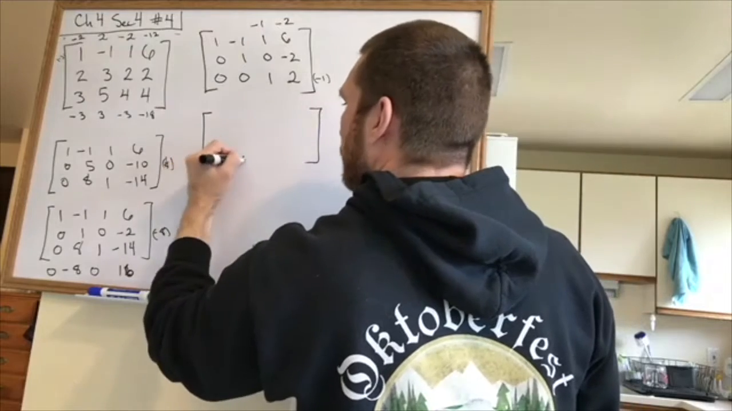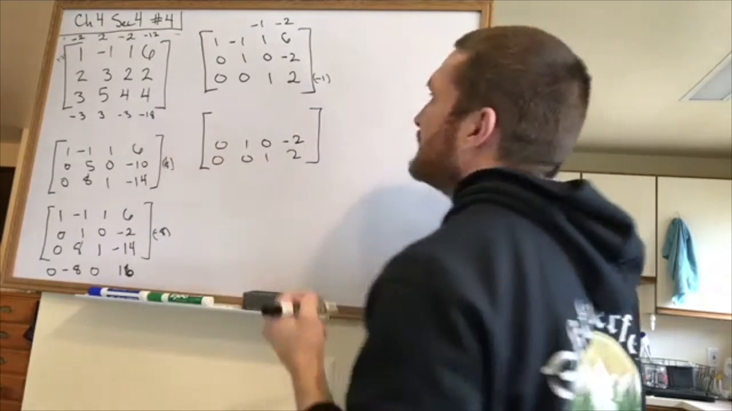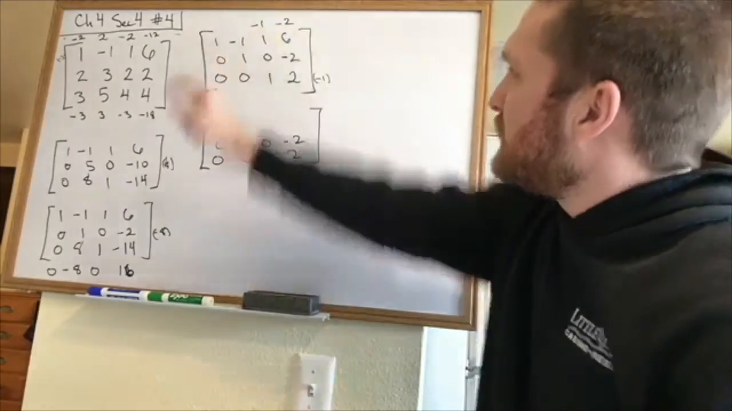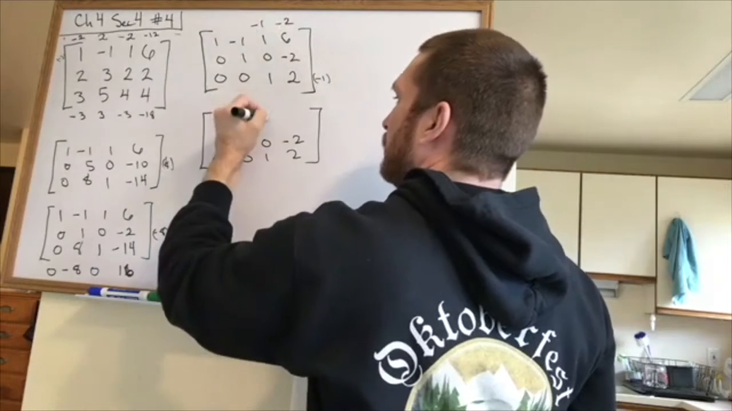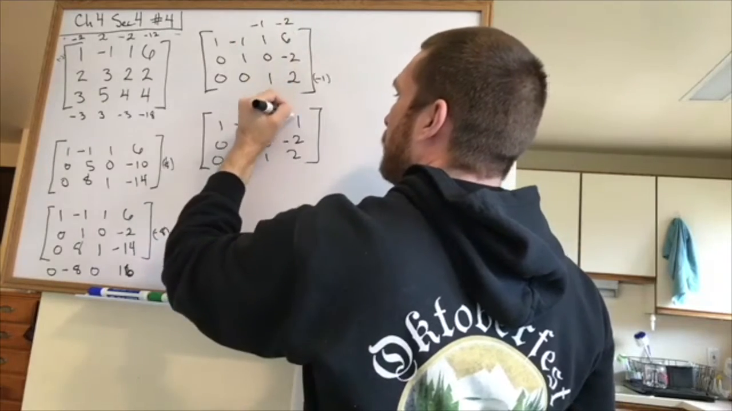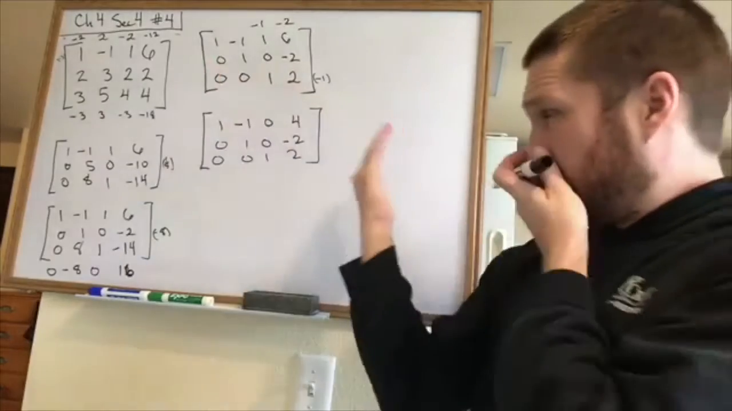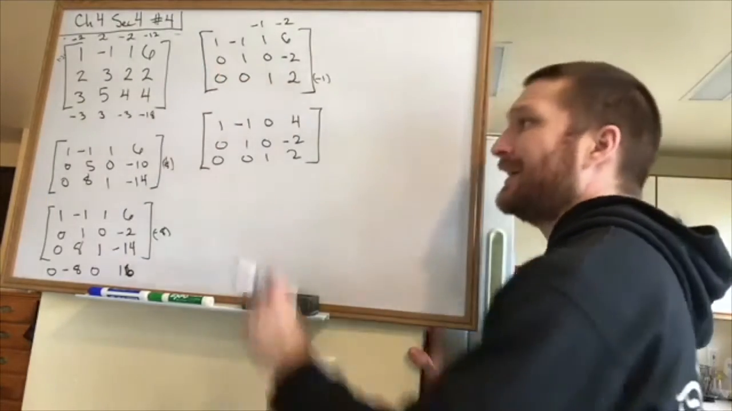Not changing the bottom row. Not changing second row. Top row, though, we're going to add that there. And so we have a 1, a -1, 0, and a 4. You'll notice I didn't even bother with these guys because they're zeros. Once we're down at this point, we're not going to even consider those zeros.